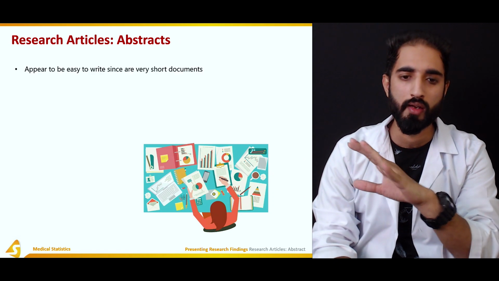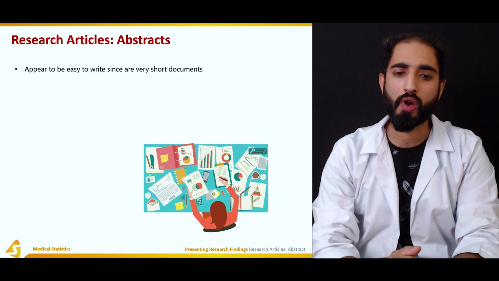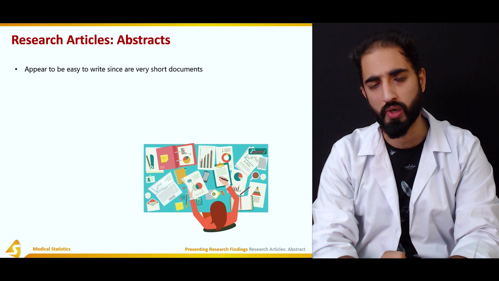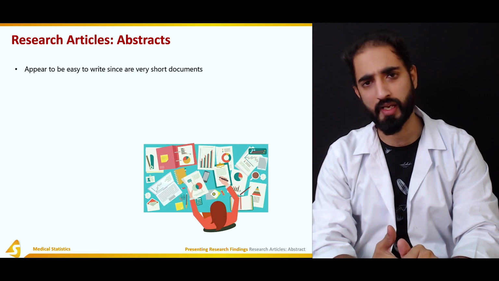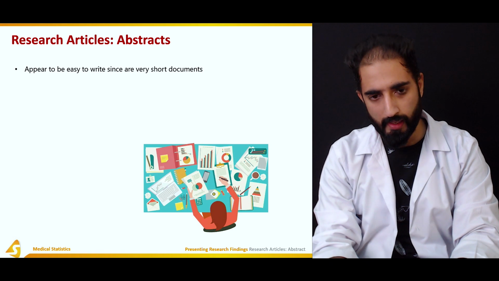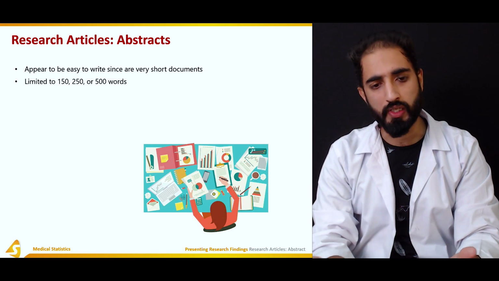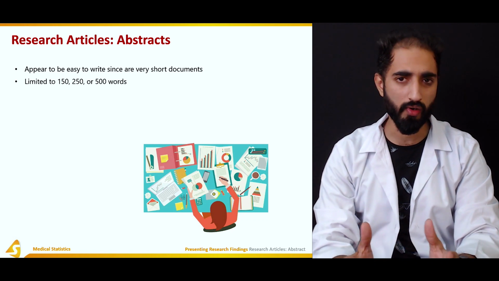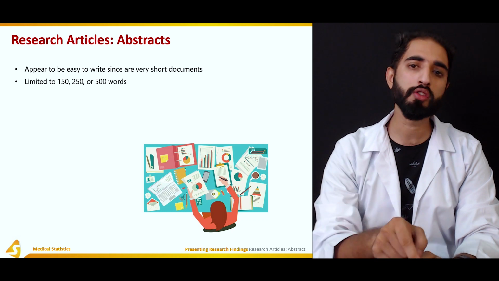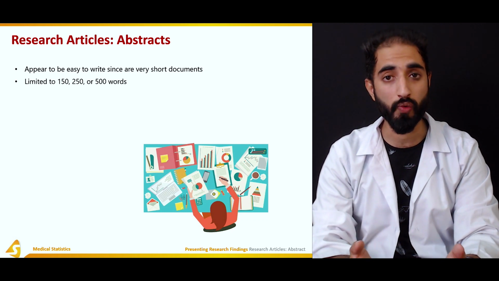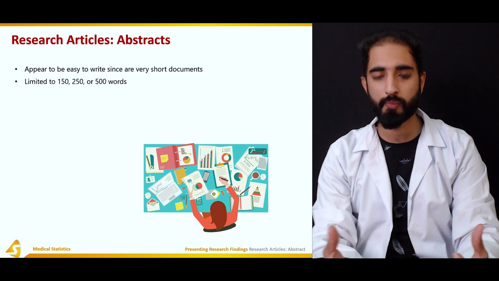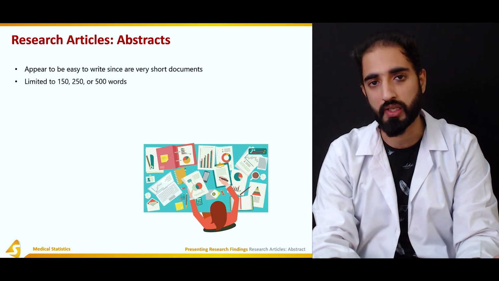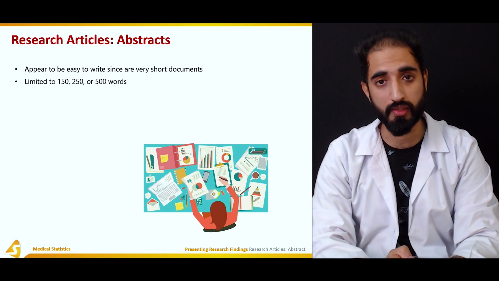So abstracts appear to be very easy to write since they are very short documents, sometimes 150, sometimes 250 to 350 words. They are limited to 150, 250, or in some journals 500 words. Looking at this word count, a person may think it's very easy, but this word count is also the fact that makes it so difficult to write. It's like you have to put all of the information of your research into 150, 250, 350 words. That is a very difficult task if you ask me.